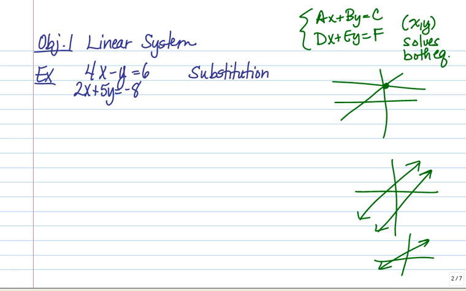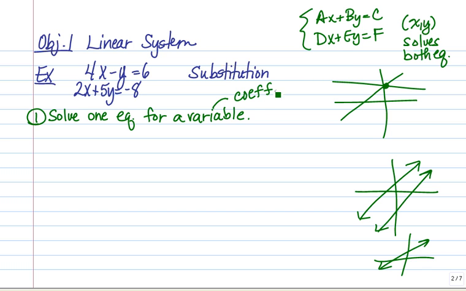When we deal with linear systems and solving by substitution, there's a very precise method that you have to follow. The first step in this method is to solve one equation for one of the variables. Doesn't matter which equation or which variable. Typically, you're looking for the one that has a coefficient of either 1 or negative 1.